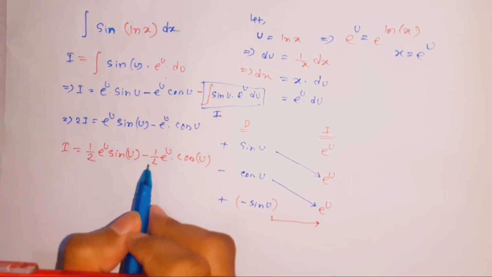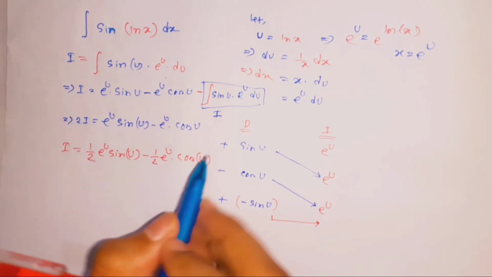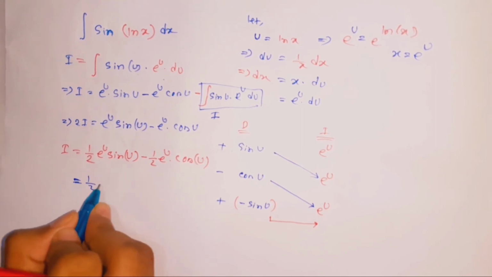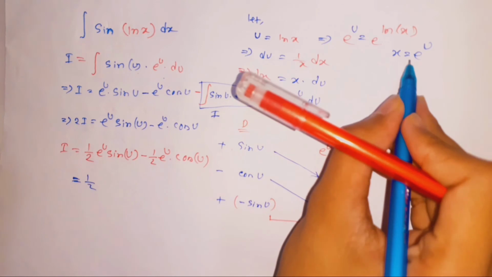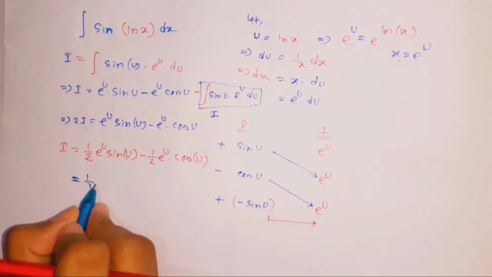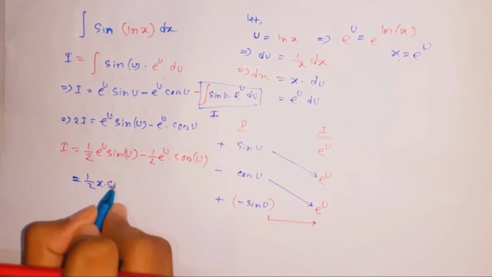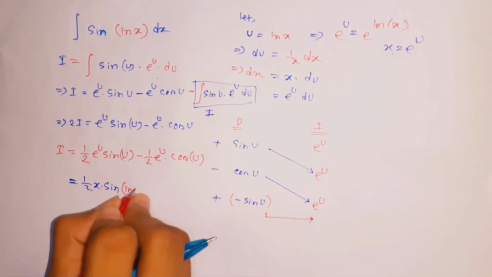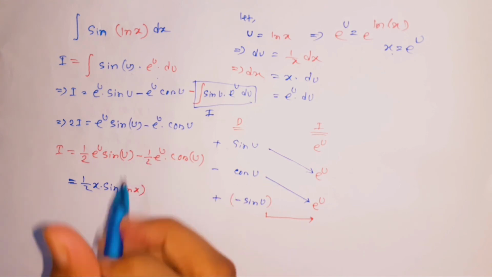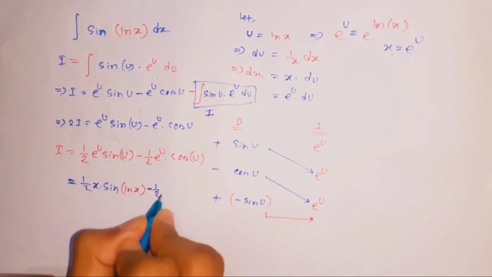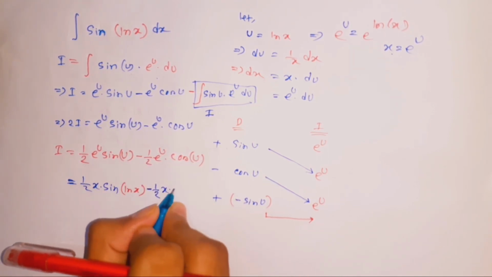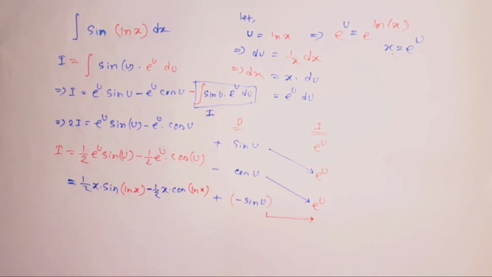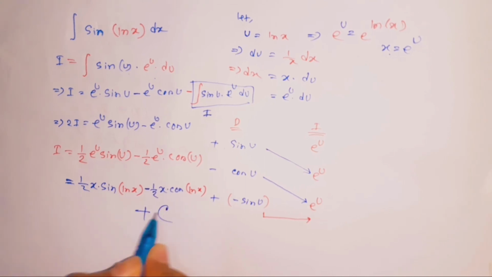Now we need to take this answer to the x world. So let's see, half e to the u, this is equal to x, so e to the u equals x, and u equals ln of x. So this is sine of ln of x minus, now again half e to the u is again x, and cosine of u is again cosine of ln of x, and never forget the constant.